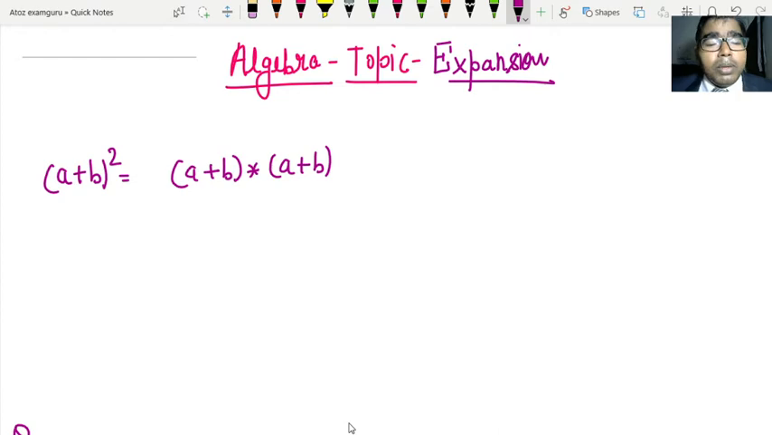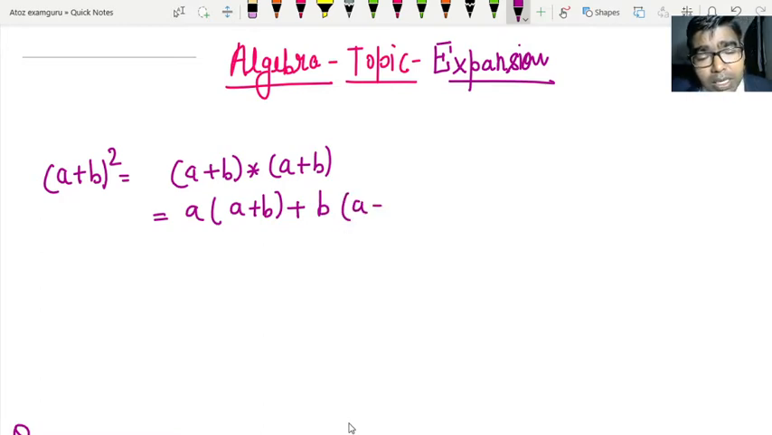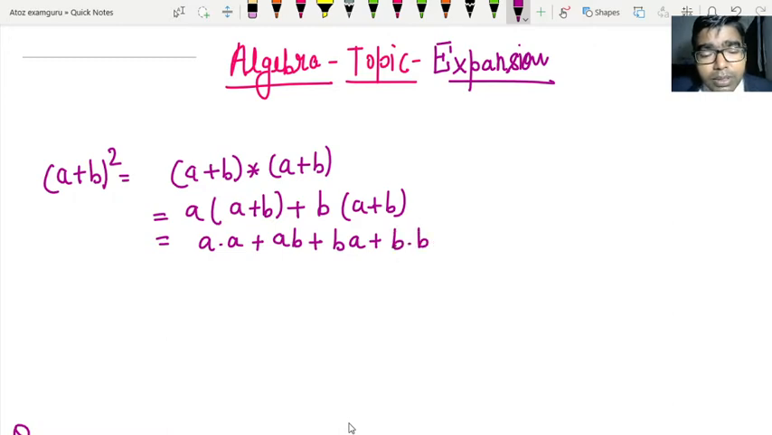And how will you multiply it? You will take a plus b, this plus sign, b. Then this whole bracket (a plus b). Right friends? And when you multiply it, you will multiply a into a, plus a into b, plus b into a, plus b into b, right?